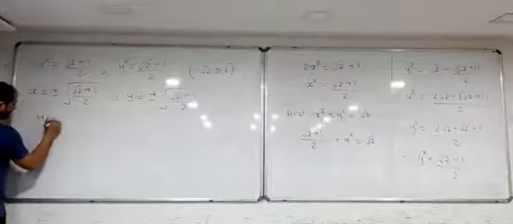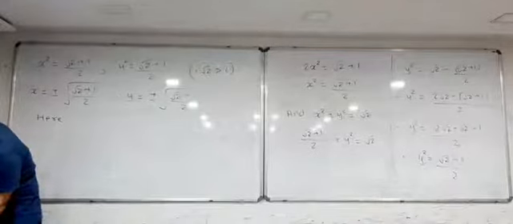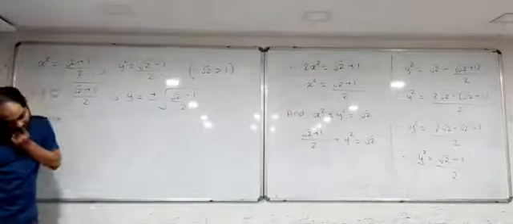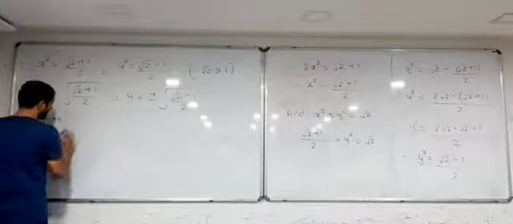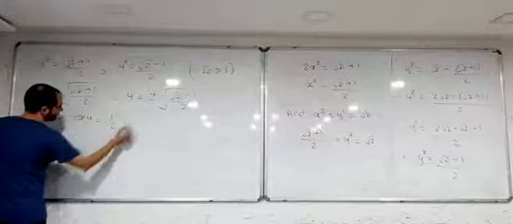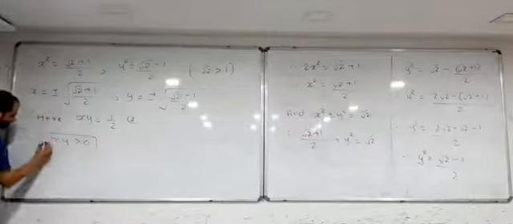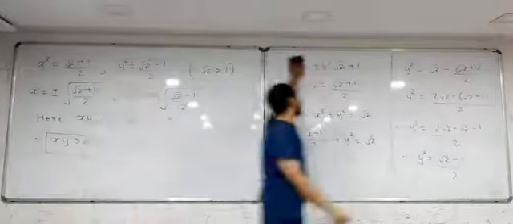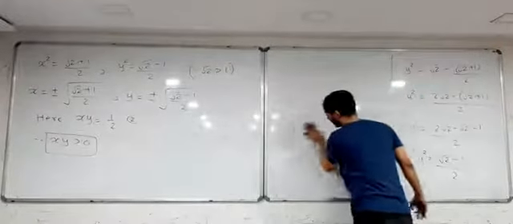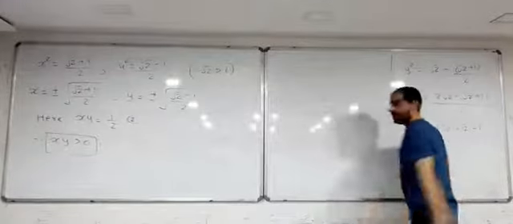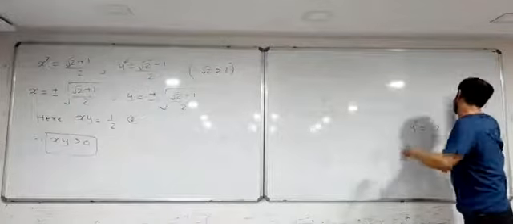Now here, what was 2xy? 2xy was 1, and x square minus y square was the other expression. Now here 2xy is 1, so xy is half. That is our equation number 2. Therefore, can I say xy is positive? So highlight that the product of x and y is positive. The product of two numbers is positive when both numbers are positive or both are negative. So x is positive, y is positive.